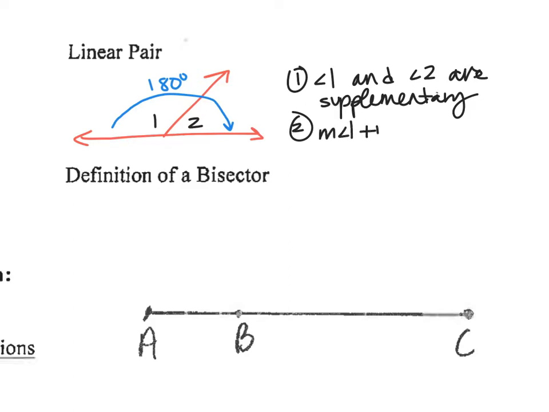So then you can do the equation thing we did on Thursday, which is say measure of angle 1 plus measure of angle 2 equals 180. So if you have a linear pair, they're side by side in a line, they're supplementary and add to 180.